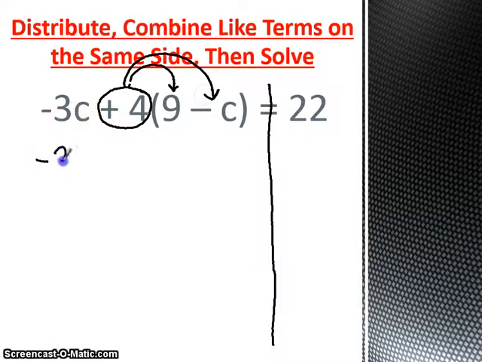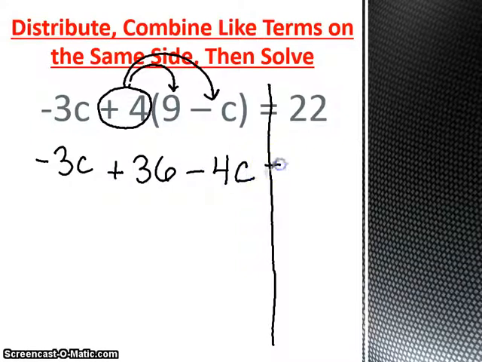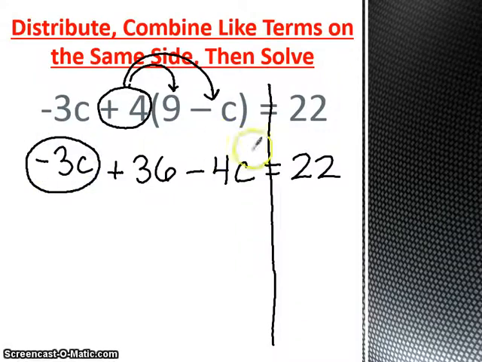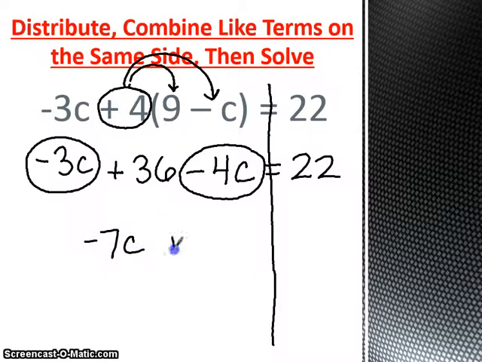So I'm just going to bring this -3c down. +4 times 9 makes +36. +4 times -c makes -4c, and that's equal to 22. We have like terms on the same sides. We'll combine those. -3c and -4c make -7c plus 36 equals 22.